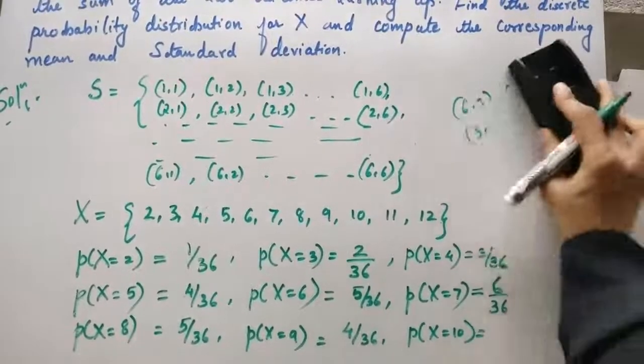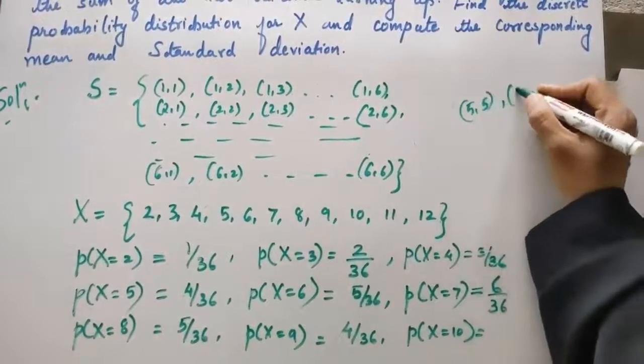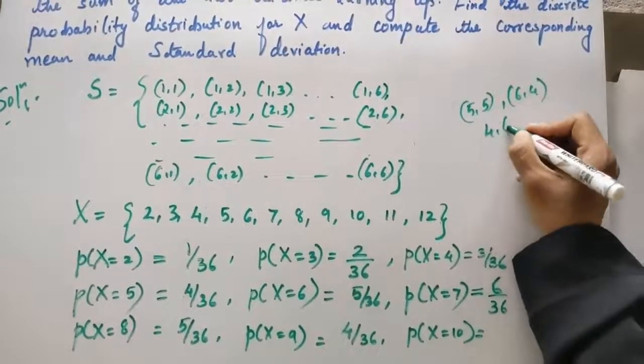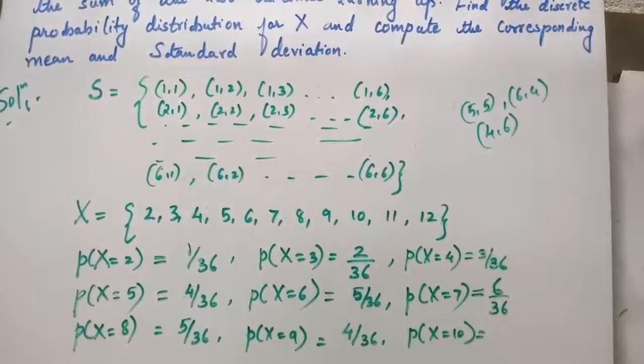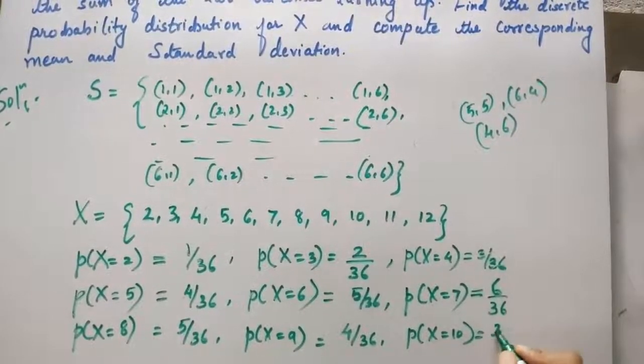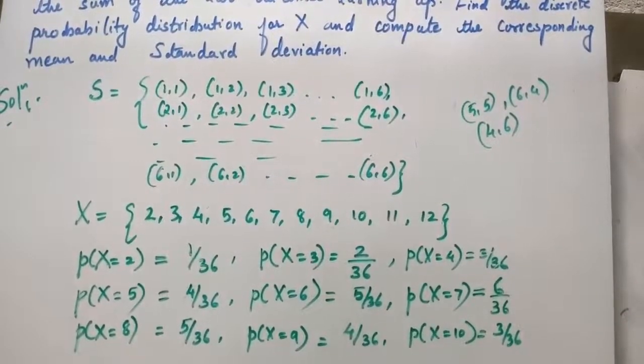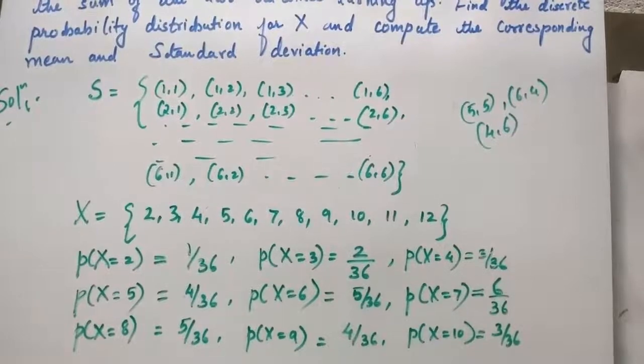Similarly, probability of x is equal to 10 now. First of all, 5 comma 5 results in 10. 6 comma 4, 4 comma 6. These are the 3 possibilities which give you the sum 10. Okay, so since only 3 are there, so 3 divided by 36. Okay, similarly, last 2 possibilities we need to speak for.